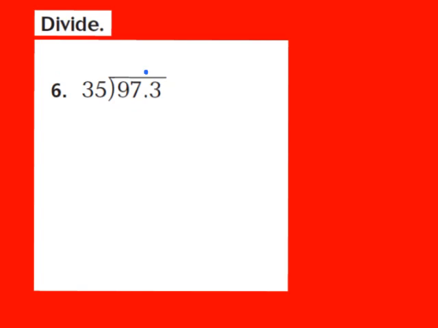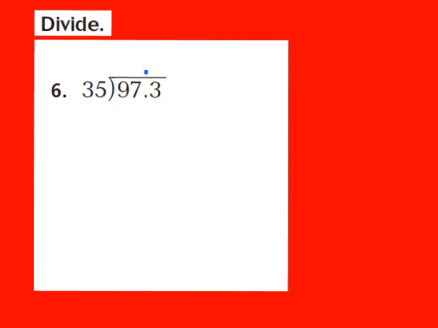So I'm going to go ahead and look. I have a 9 in the tens place, and I'm trying to divide that 9 by 35. Well, I know that I can't divide 9 by 35, so I'm now going to move over to the ones place. So now I have 97 ones being divided by 35. So what I need to do is figure out how many times 35 can go into or fit into 97. So I'm going to do a little guess and check.